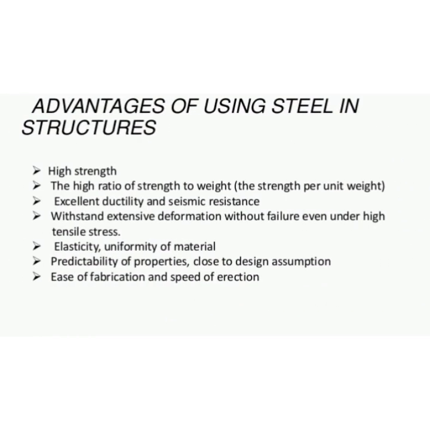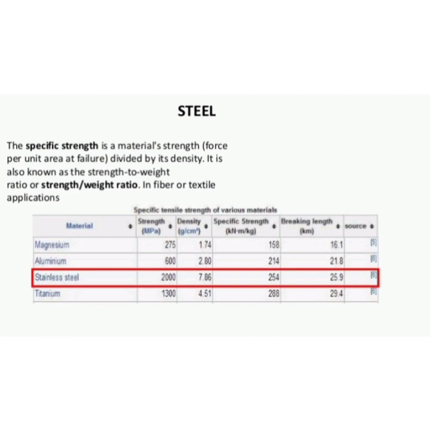Advantages of using steel in structures. High strength: the high ratio of strength to weight, the strength per unit weight. Excellent ductility and seismic resistance: withstand extensive deformations without failure even under high tensile stress. Elasticity, uniformity of material, predictability of properties close to design assumption, ease of fabrication and speed of erection.